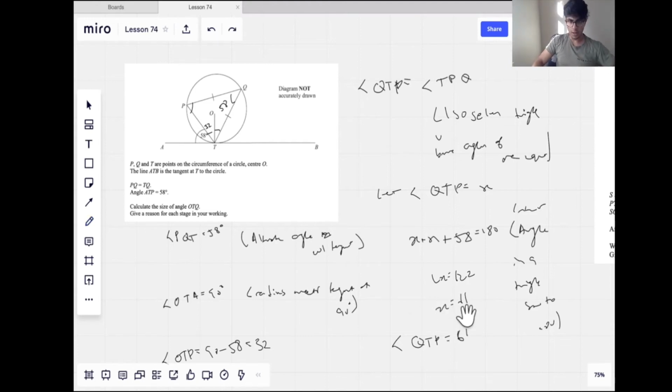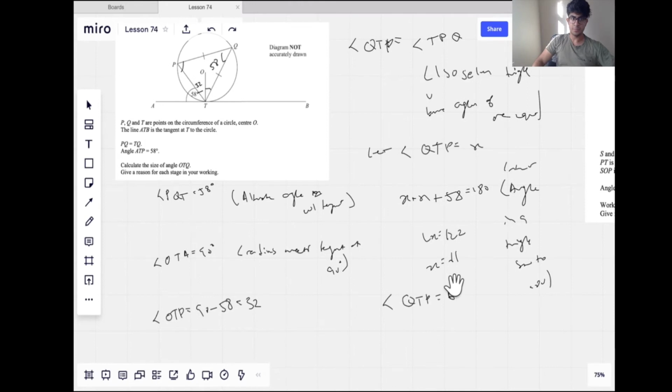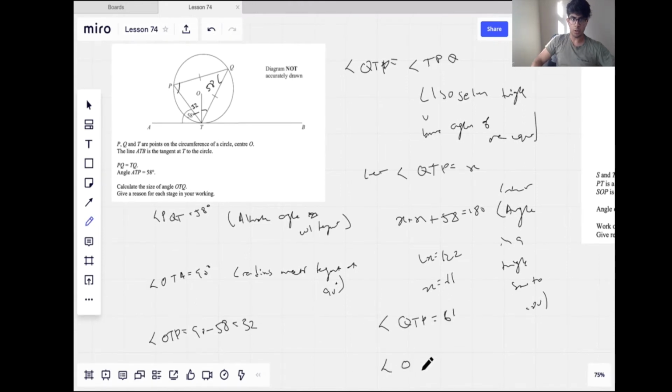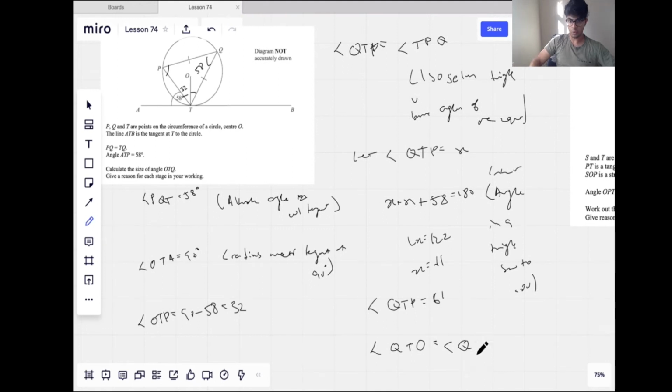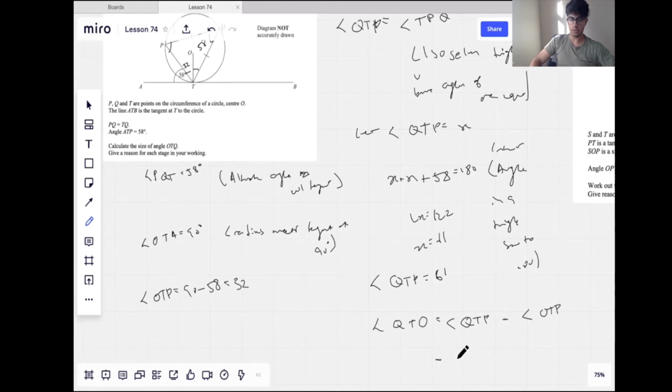So, and we also have that angle, the one we're looking for, angle QTO, or OTQ, which is the same thing, is equal to the big angle QTP minus this angle OTP. So equals angle QTP minus angle OTP, which is 61 minus 32, which is, what is that, 29? So, I did some mental math there.